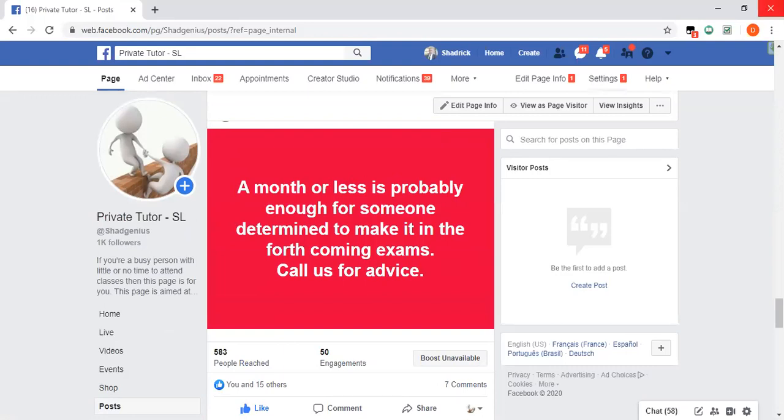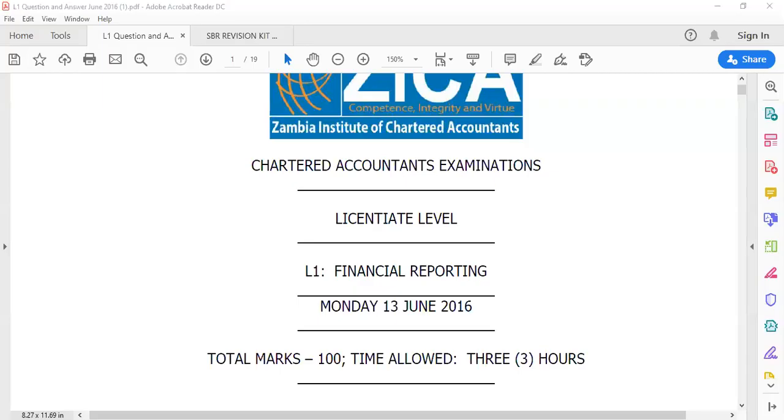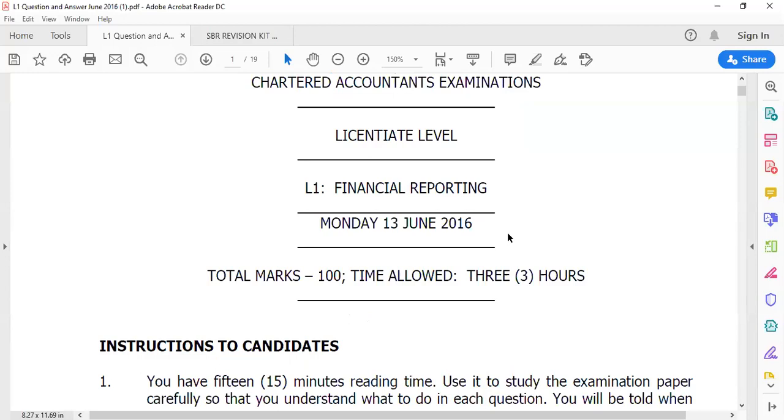So, okay. So now let's go back to our question. Since you wanted the statement of changes in equity, you also wanted SFP and income statement. There we go. Going by what Robert said, it is only clear here that we are going to do a published accounts question because it's the only question anyway that has got all those three components. So this is a ZICA exam, financial reporting, Monday, June 2016. So it was a June exam 2016. So if you want to follow through, just go and get your paper, June 2016.